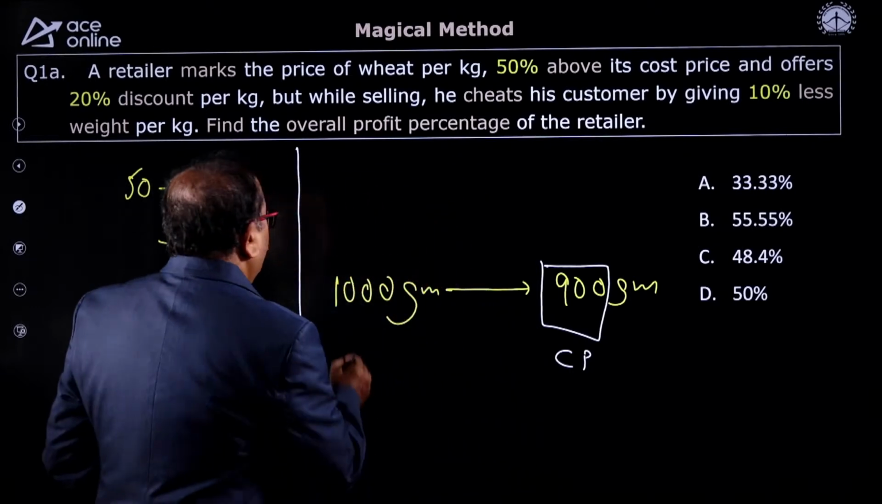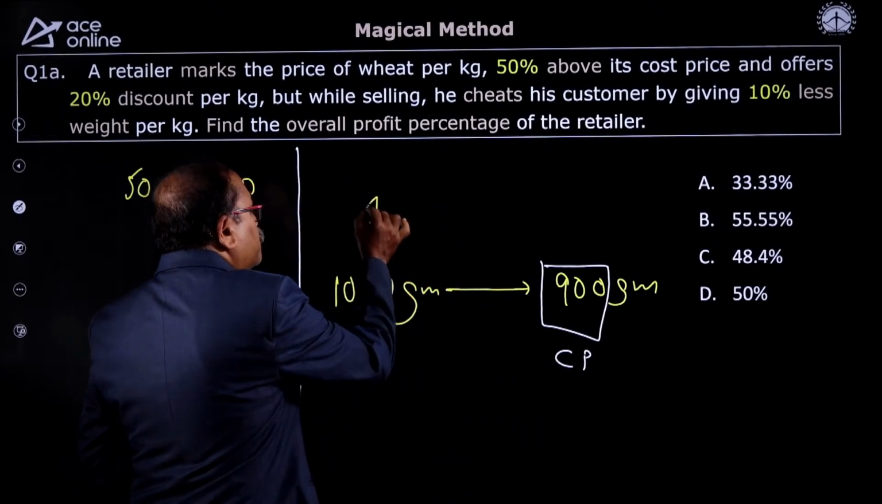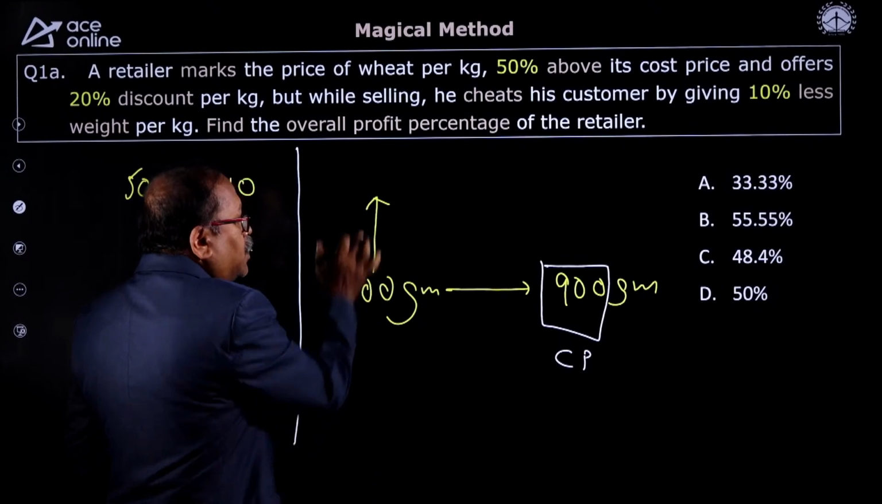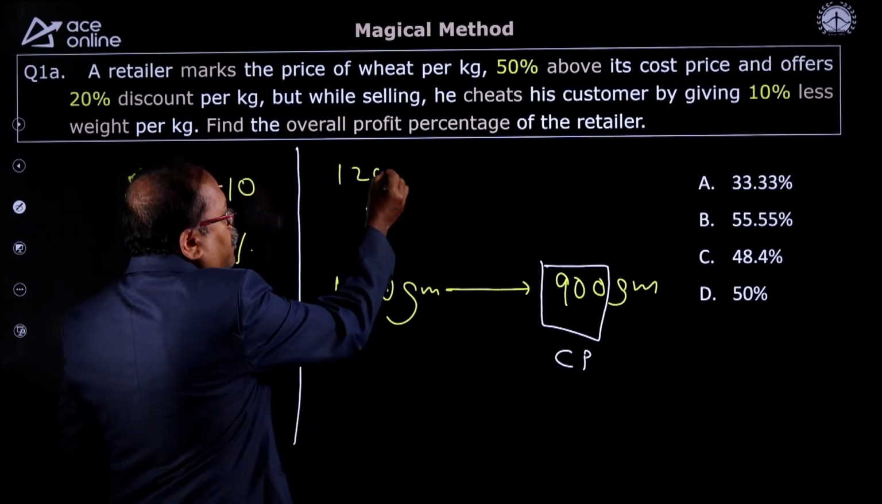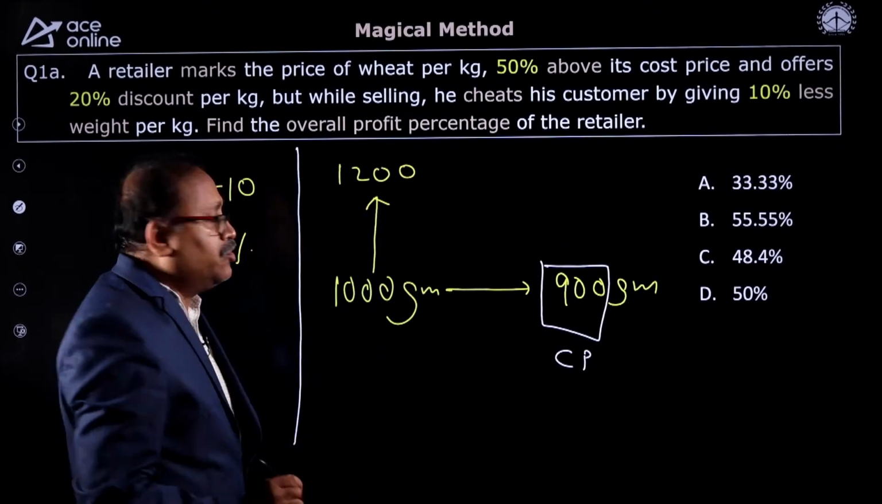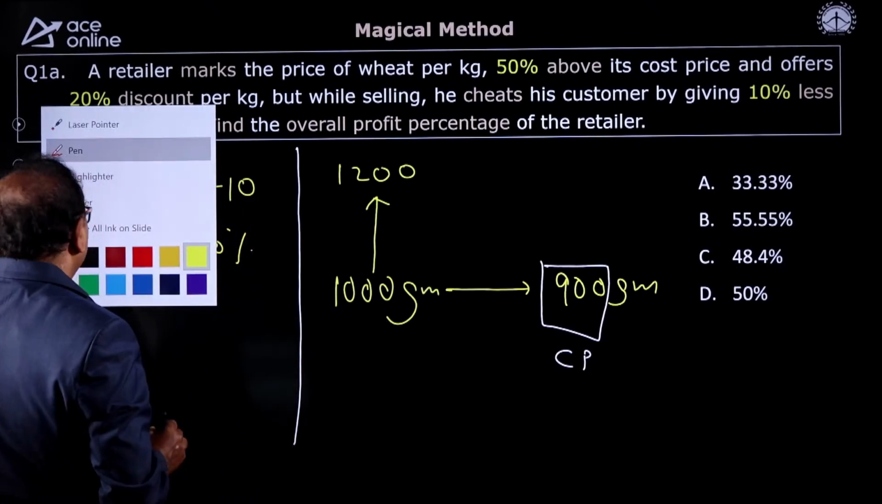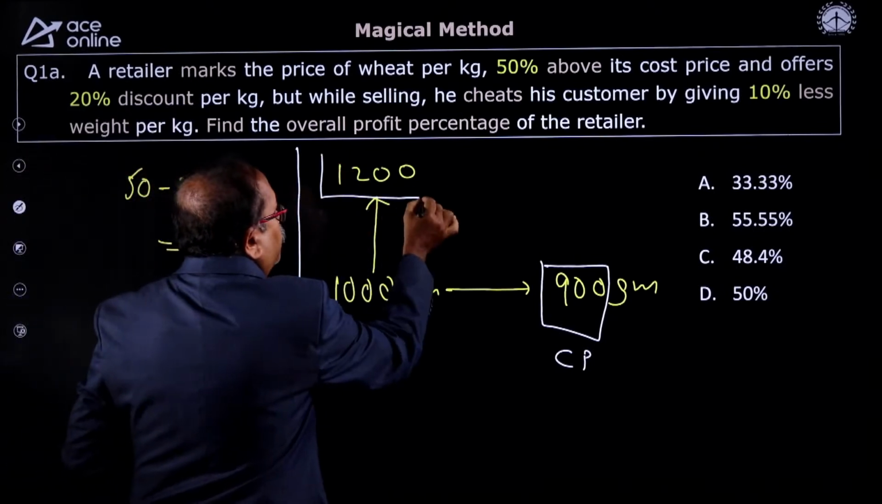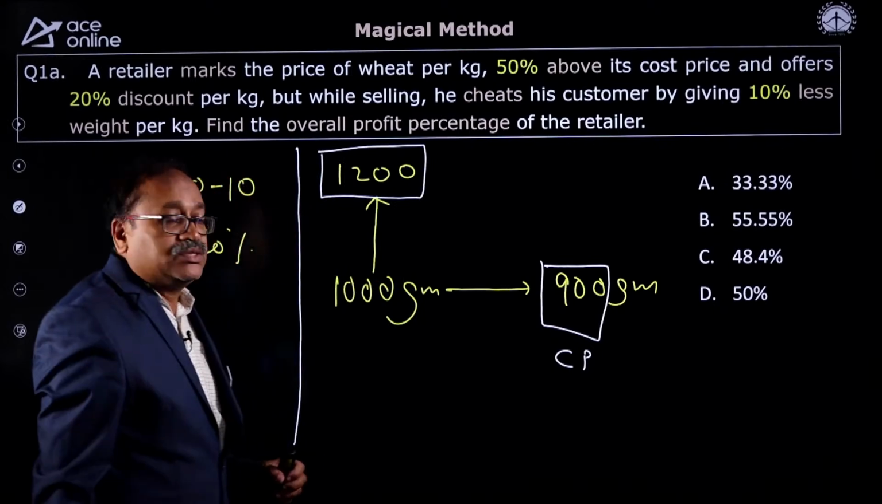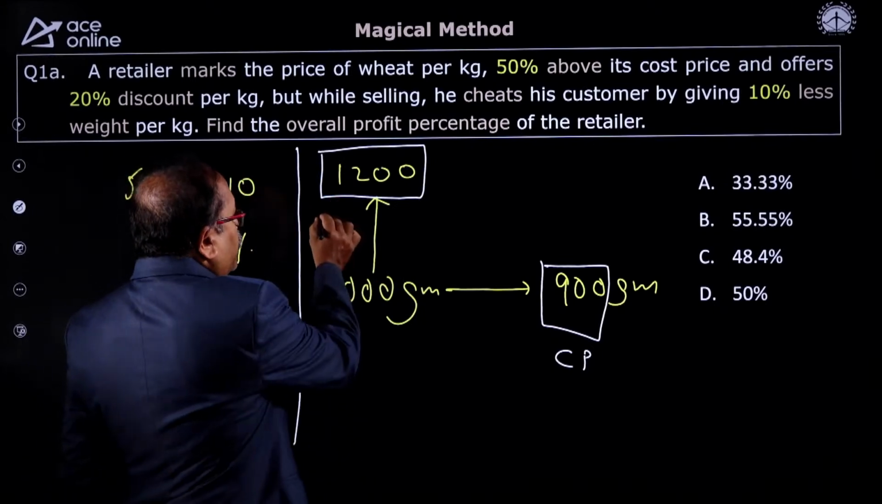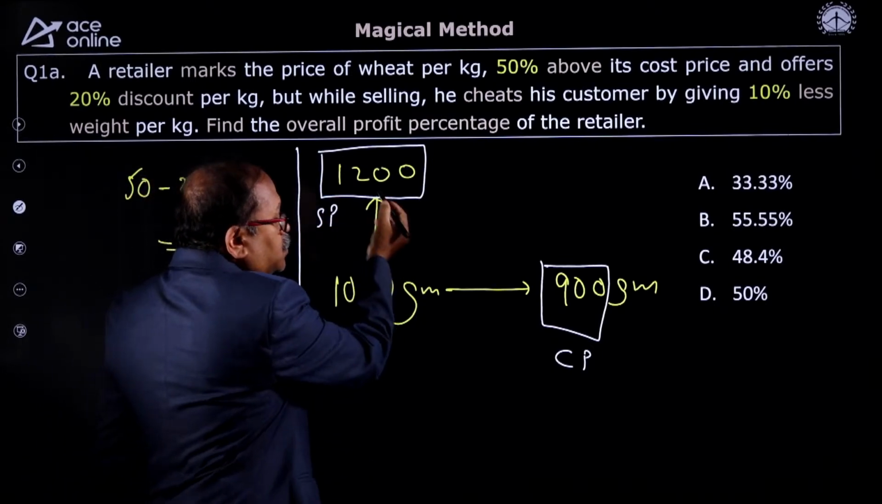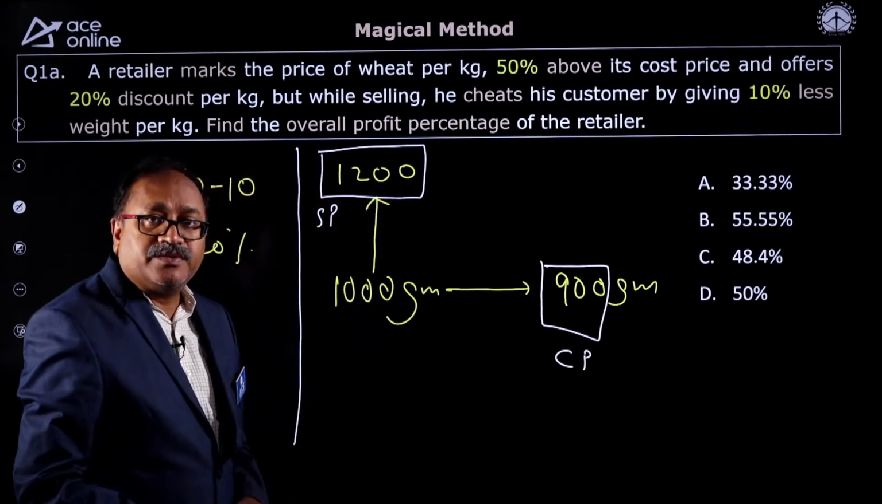So what I need to do over here is take the profit of 20% on this 1000, then it will become 1200. Note down this properly and just have your copy and pen and practice with me, my friends. So this is my SP, and this is my CP.